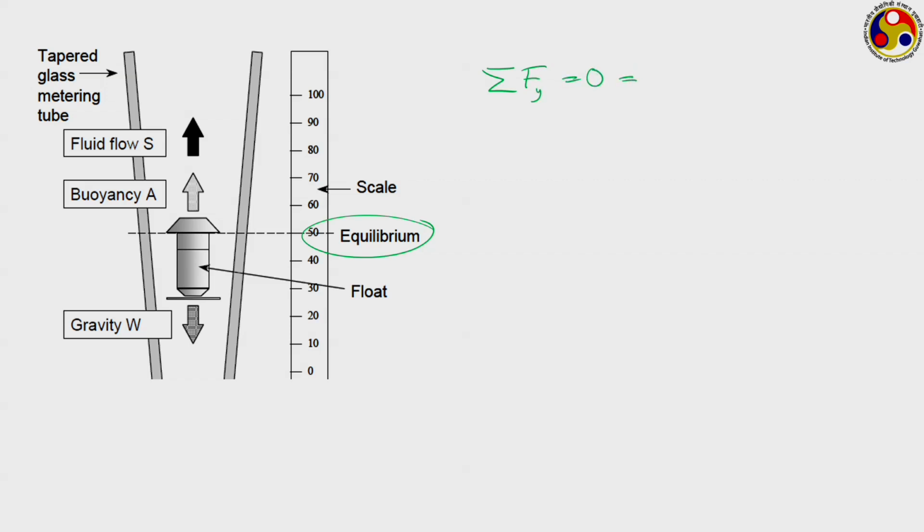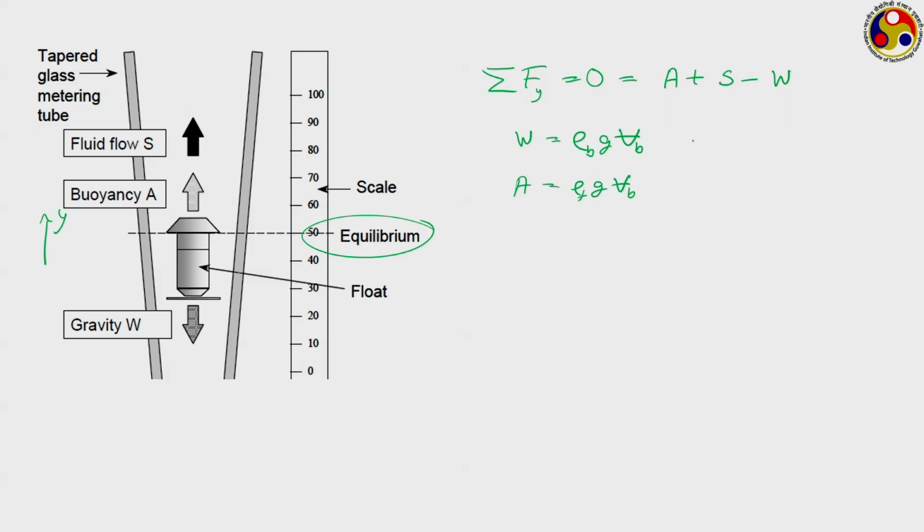Now, what are the forces acting in this direction? Let us say this is the positive y direction. So, we have the buoyancy force A plus the fluid flow force S minus the gravity W, equal to 0. Now, how much is the weight? Weight will be equal to rho B, which refers to the density of the float material, into gravity into the volume of the float. Similarly, how much will be the buoyancy force? Buoyancy will be equal to the weight of the fluid that has been displaced by the float. So, it is equal to rho F, which refers to the density of the fluid, into g into V B.